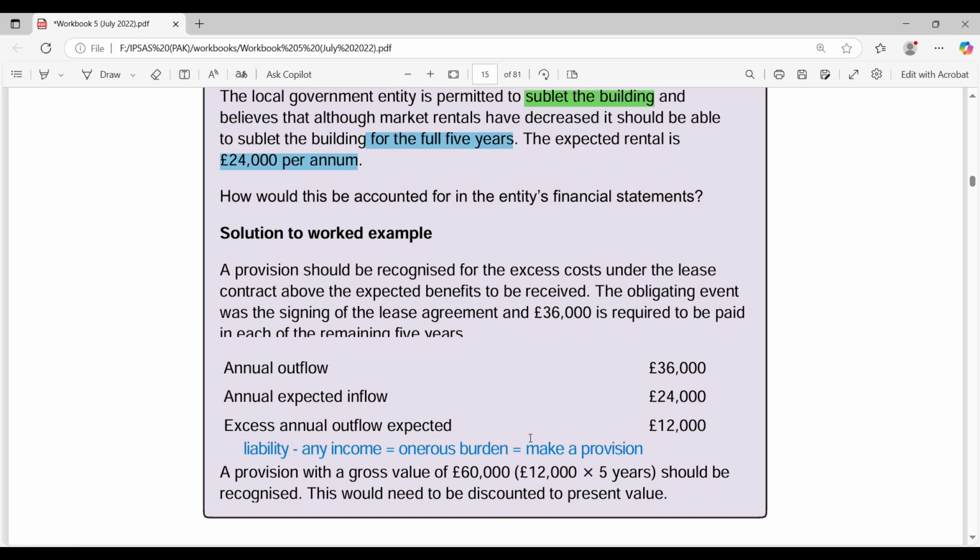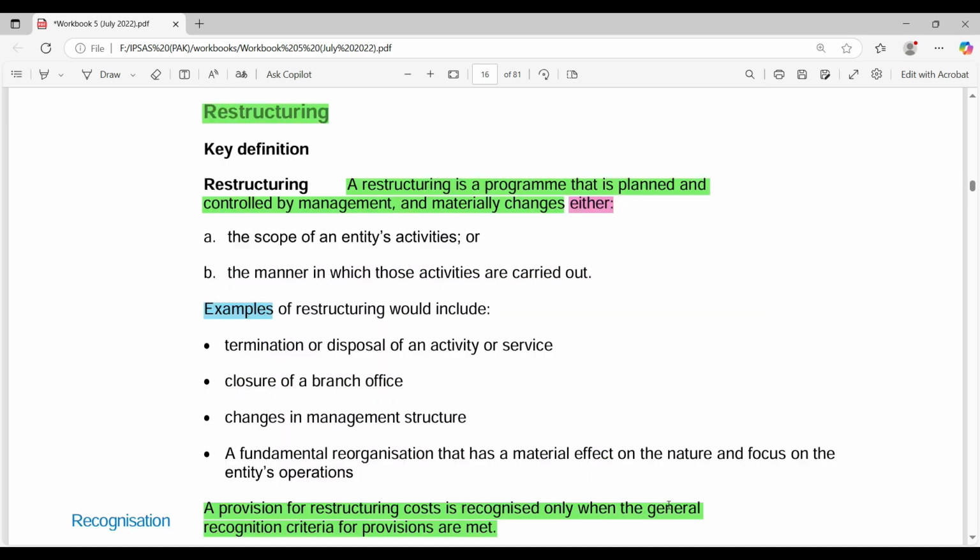And you have to make a provision of 60,000 in the financial statement. But if there is a time value effect, you should discount the 60,000 with present value.